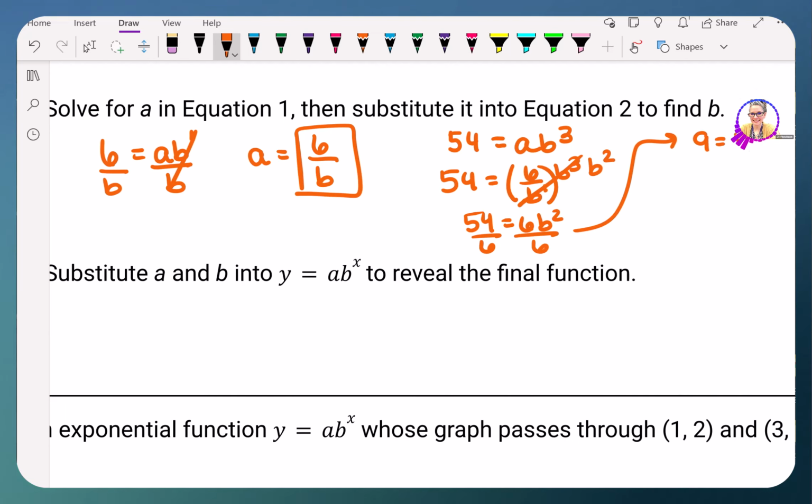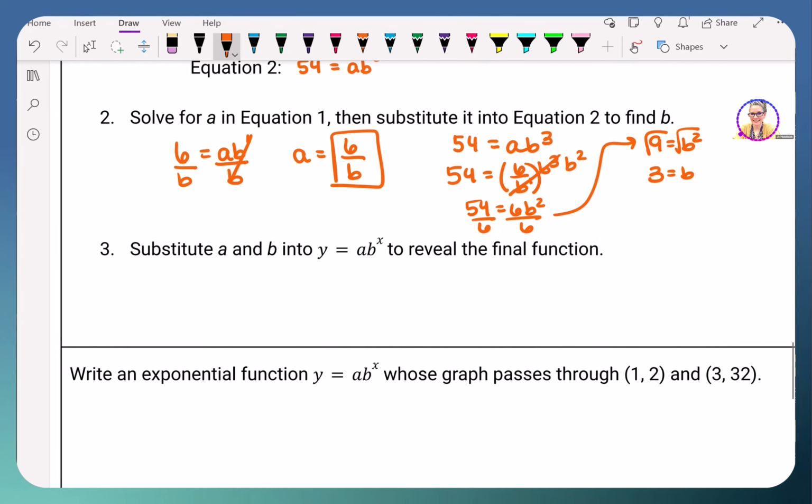So it'll be 9 equals b squared, and then you have to take the square root of both sides. And it's got to be positive. Your base in an exponential function always has to be positive, so b is positive 3. So now what you do is you take this 3 and plug it back into what you solved for a. So now a is 6 divided by 3, which is 2.